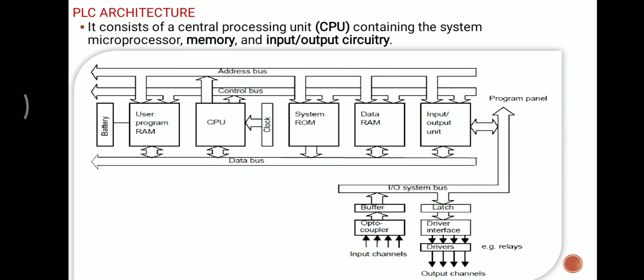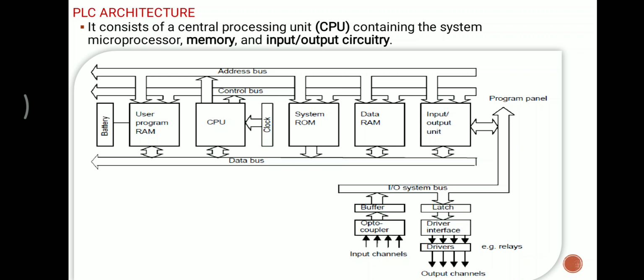Now the next bit is PLC architecture. It is very important that to learn a PLC we have to learn its architecture first of all. So it consists of a central processing unit containing the system microprocessor, memory and input output circuitry. So these are the key elements in the PLC architecture.